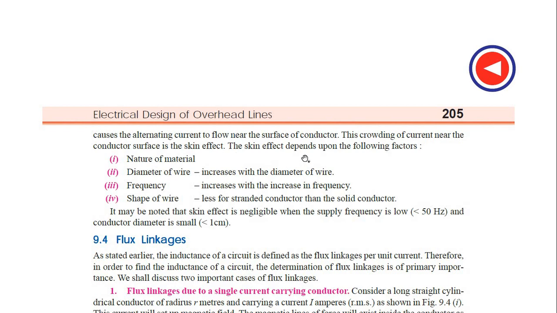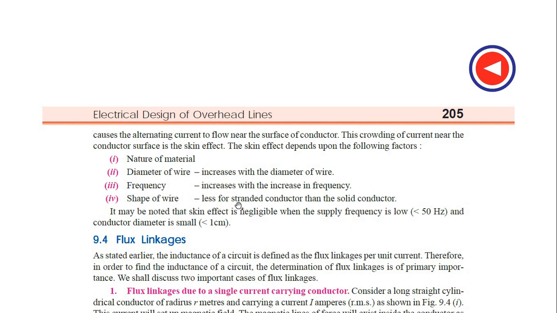The skin effect depends upon the following factors: nature of material, diameter of wire, frequency, and shape of wire. It increases with the diameter of wire. If there is an increase in frequency, obviously the skin effect will also increase. As the diameter of wire increases, the skin effect will increase.